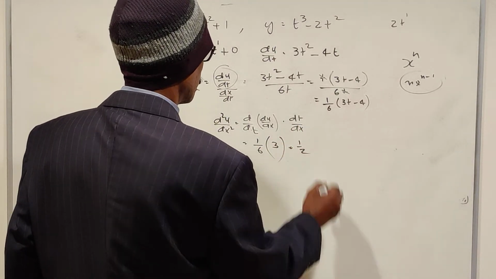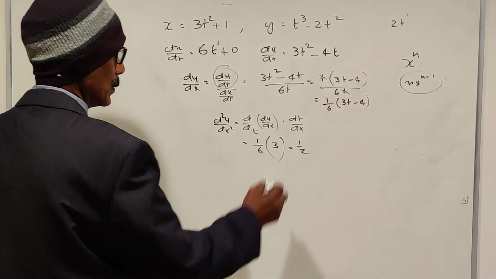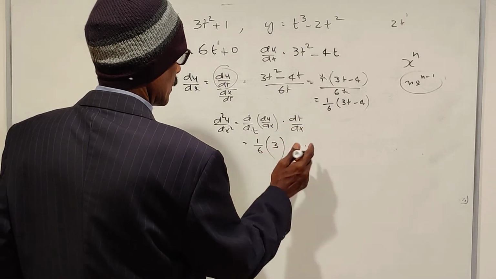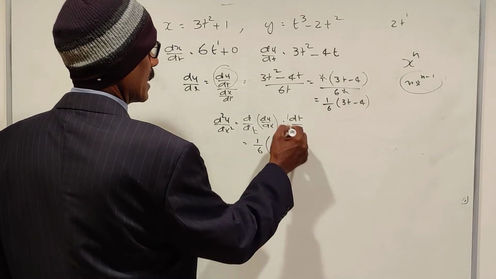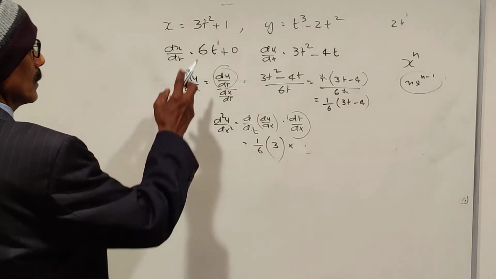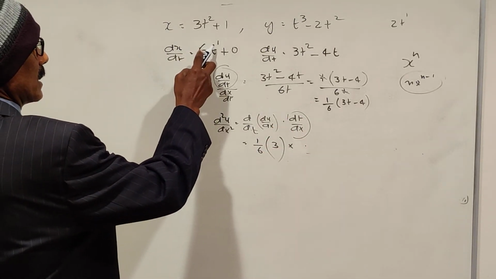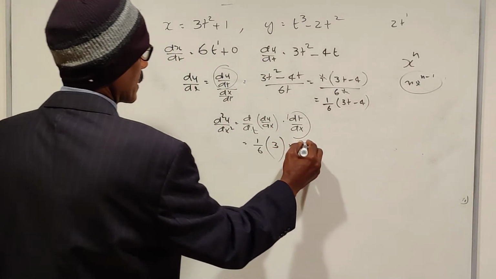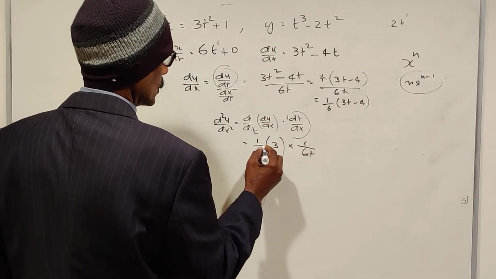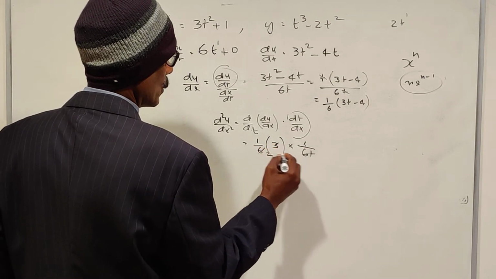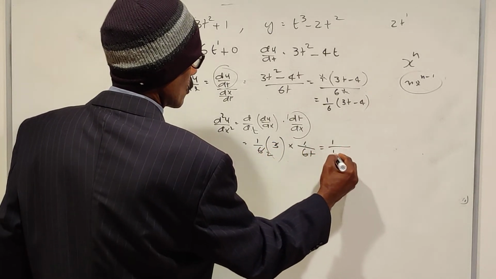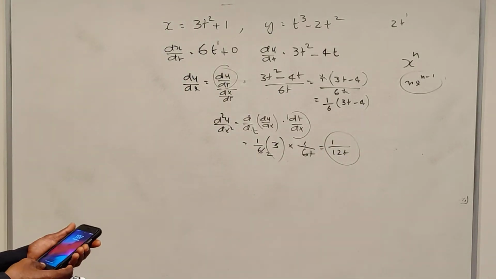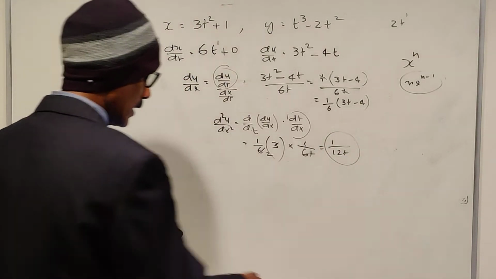So 1 by 2, okay, 1 by 2 times dt by dx. dx by dt is 6t. What is dt by dx? 1 by 6t. So this one, 1 by 2 times 1 by 6t, so 1 by 12t. That is the answer. Okay, second problem finished. Third one.